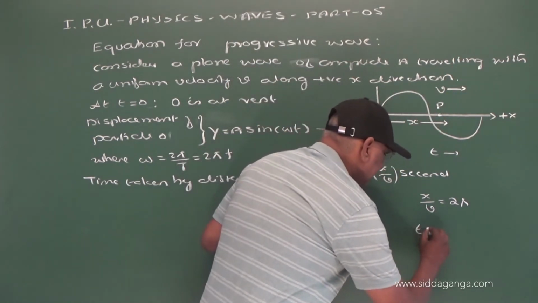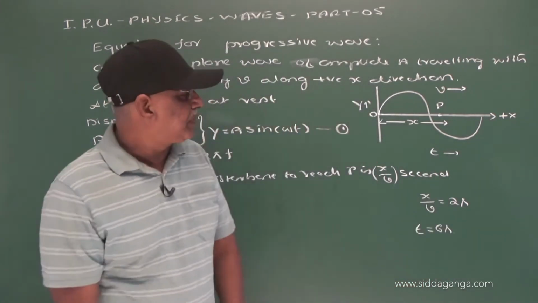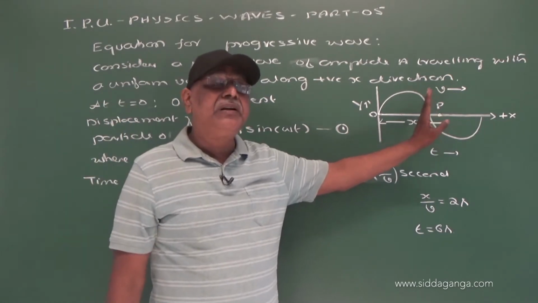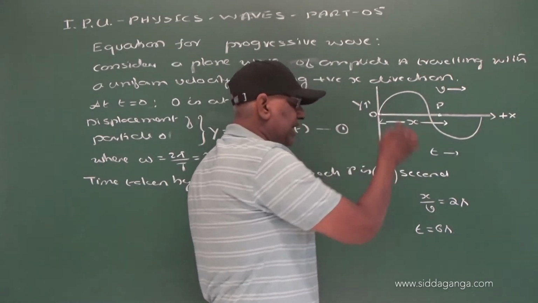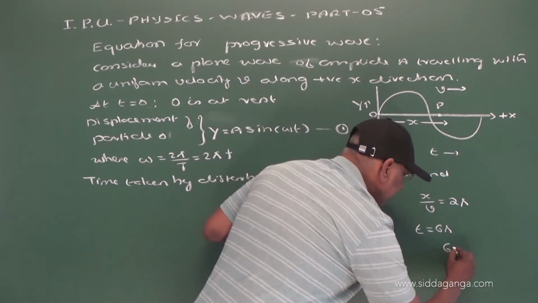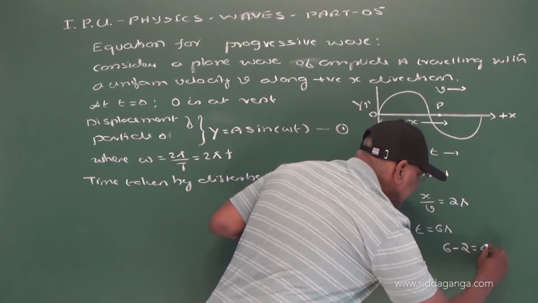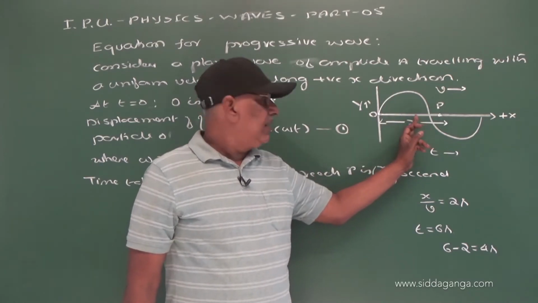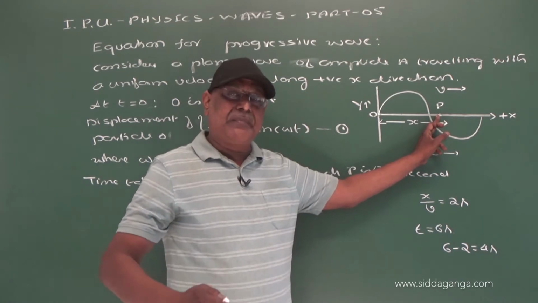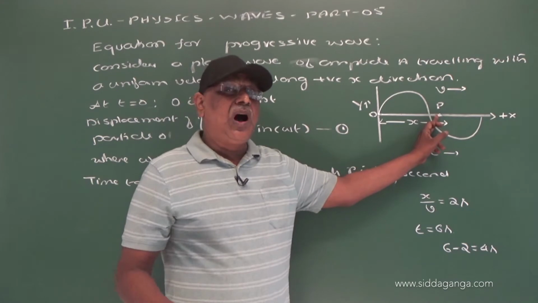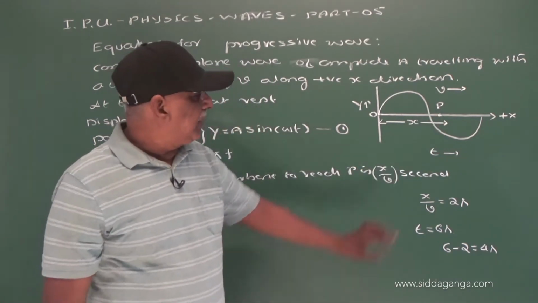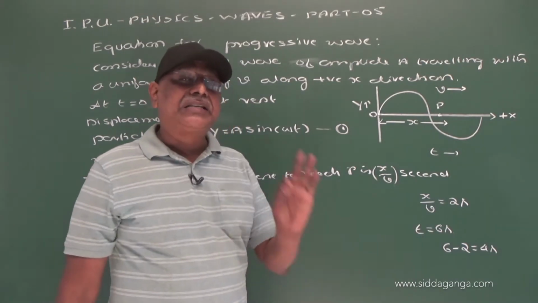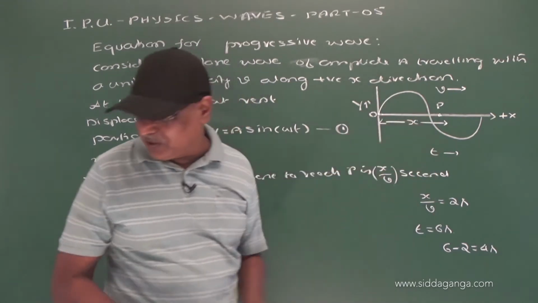Suppose at any instant of time t equal to 6 seconds, the state of vibration of the point particle P after 6 seconds from 0 is the same as the state of vibration of the particle at the earlier time 6 minus 2, that is the 4 second. It is because when we consider the 6 second, the time for the disturbance to reach the particle P is 2 seconds. So the state of vibration of the particle P at 6 second is the same as the state of vibration of the particle O at 4 second.